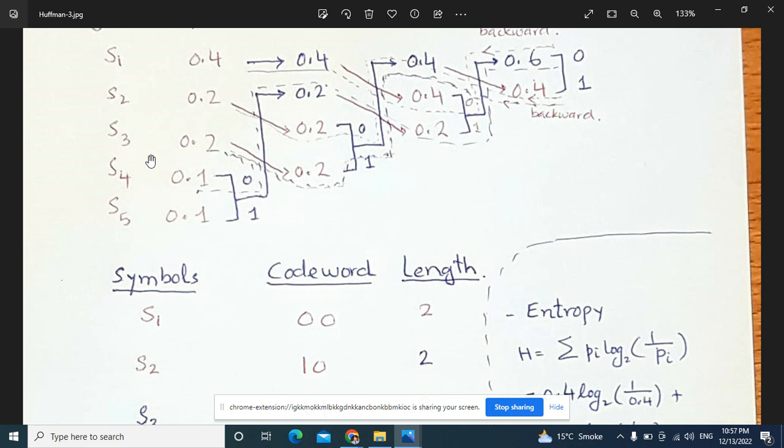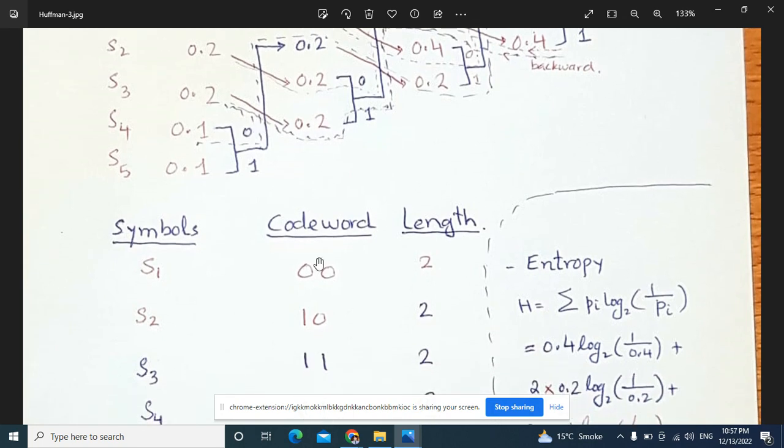For S3, we need to move from here to this one, and then go up, and then from here go there. So this is moving backward. So 1, and then again 1. So you see, and then this one. So S3 is 1, and then 1, and the length is 2.